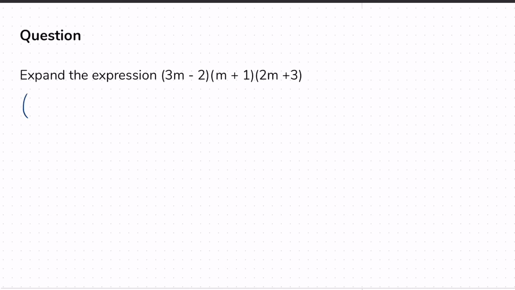So we're going to use the FOIL method, and I'm going to just articulate rather than drawing it out. So 3m times m is 3m squared. 3m times 1 is 3m. Minus 2 times m is negative 2m. Negative 2 times 1 is negative 2. Now is when I remember that there's a third bracket. I simplify the first bracket just so I don't have to multiply too many terms.